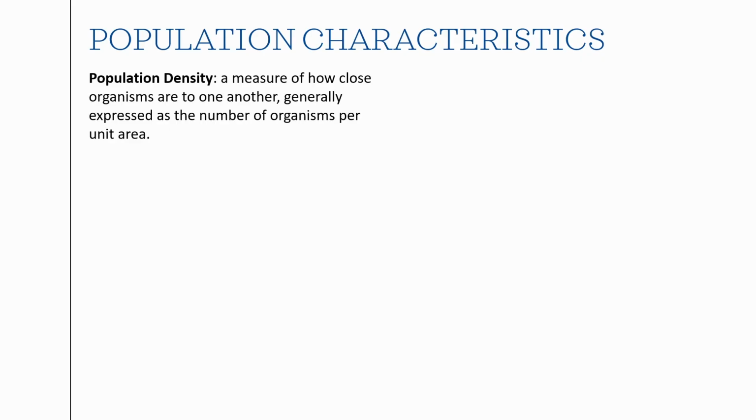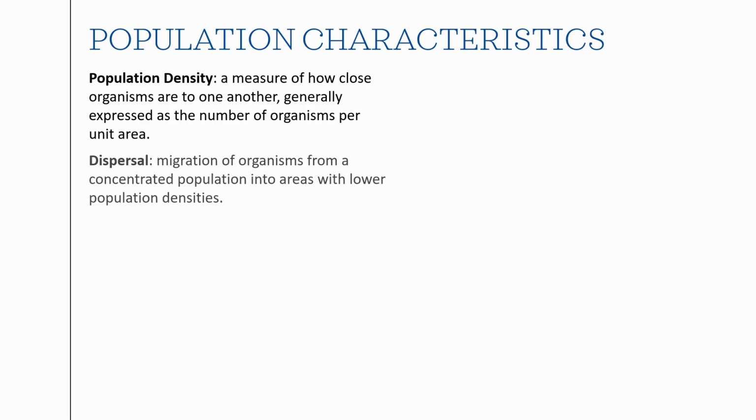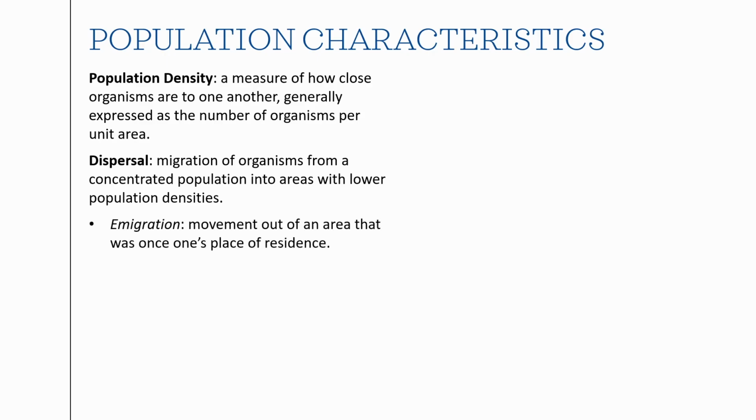Population density is basically looking at how organisms are dispersed, or how close together they are organized in a unit area. Dispersal is how they're moving about, and basically looking at the pattern of movement among the population and how dense it is as well. So we, of course, when we have dispersal, we can have emigration, which would be movement out of a particular area, and immigration is movement into an area.